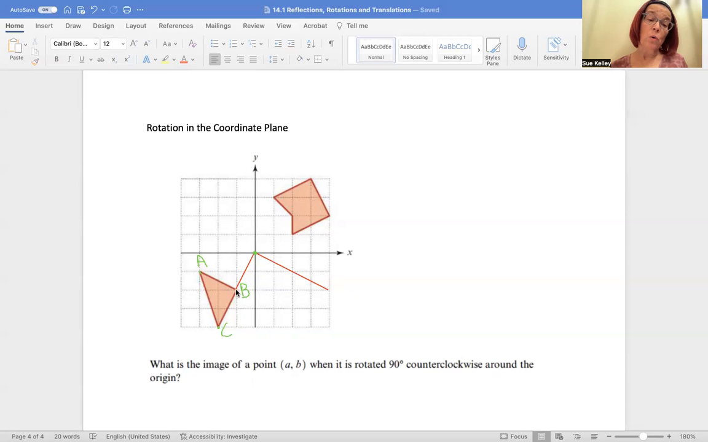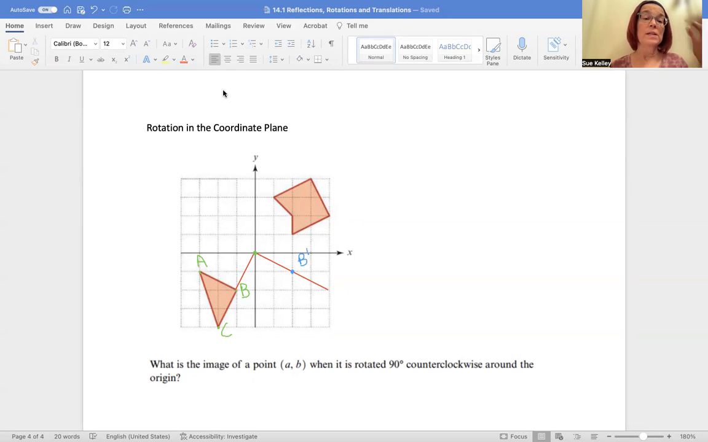And so for B, I would draw a line from B to the origin, and then make a 90-degree angle and draw a line from the origin out into the coordinate plane, and try to see where B would land. And in this case, B is going to land right here at this spot. So this will be our B prime.